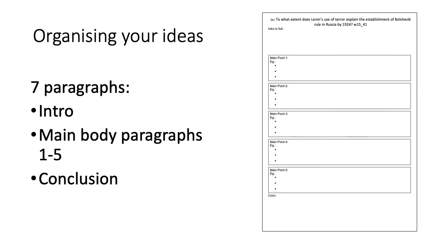So here's what an essay plan is going to look like for one of these pieces of work. 7 paragraphs. That's an introduction and a conclusion, and then 5 main body paragraphs, and each main body paragraph is going to have a key point, a key claim, and 3 pieces of evidence with some explanation to back it up. Hope that helps.